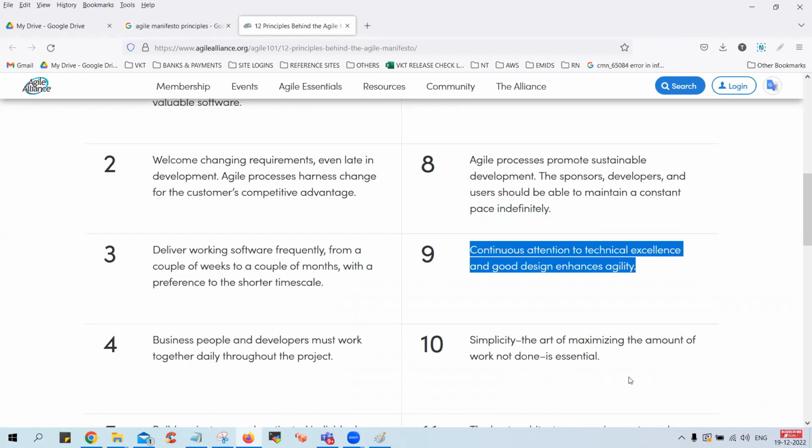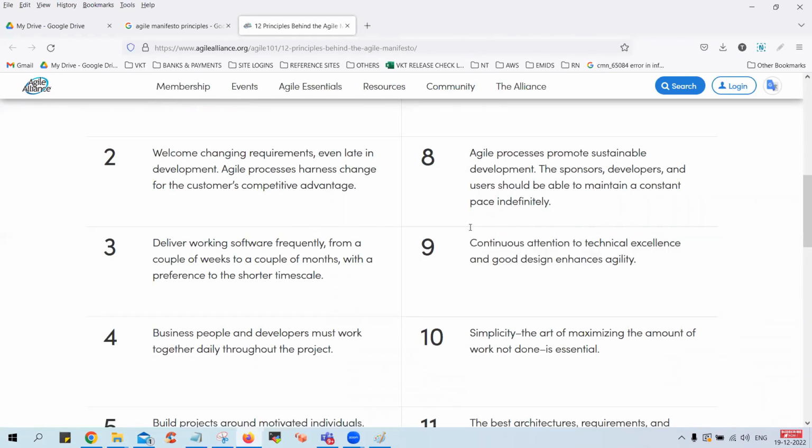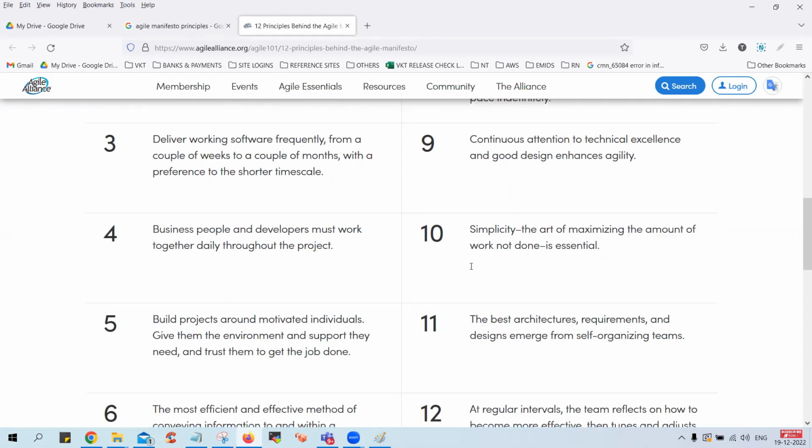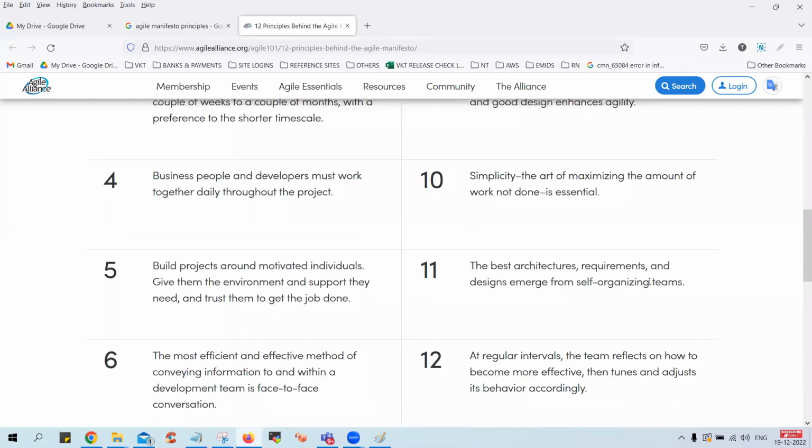Okay. The next. So the art of maximizing the amount, here some spelling mistakes, corrections. So the art of maximizing the amount of work done is essential. Okay, that's a point. The next, the best architectures, requirements, and designs emerge from self-organizing teams.